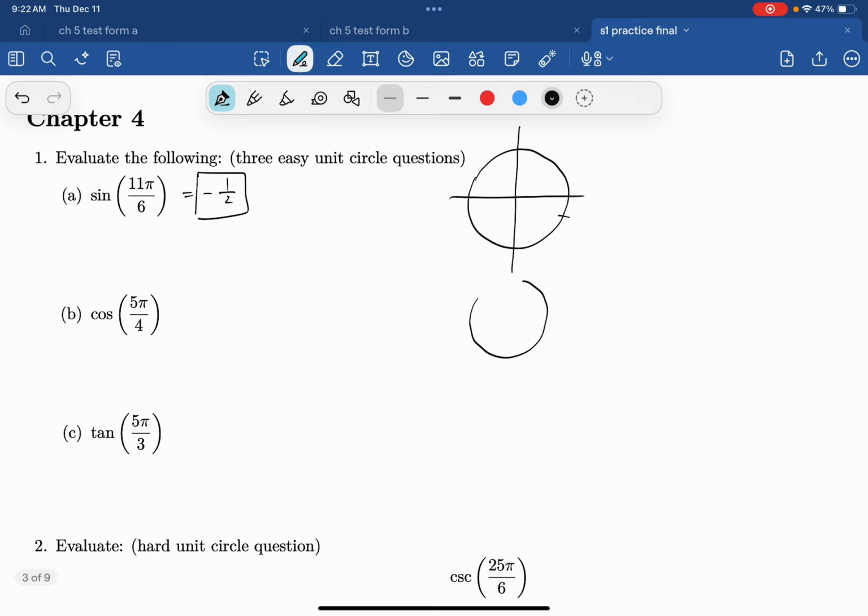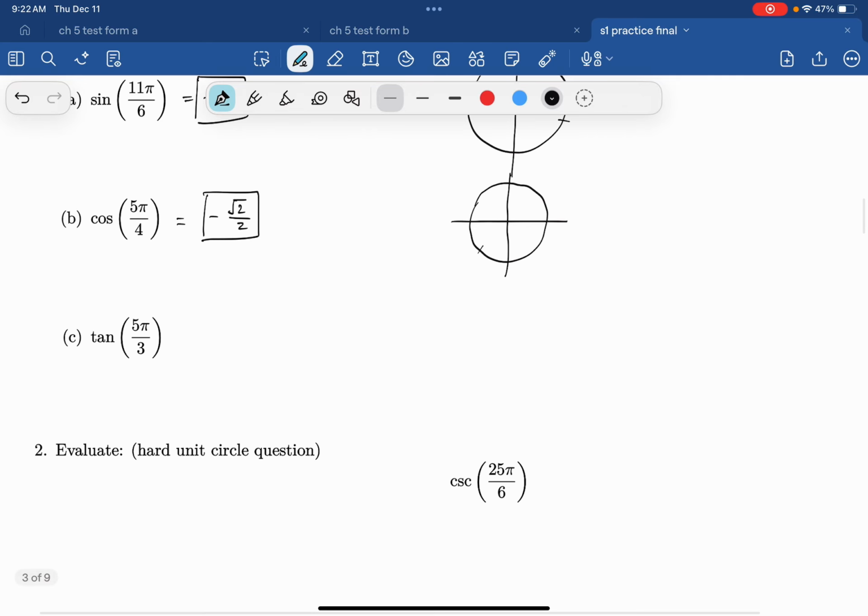5 pi over 4, that's pi plus pi over 4. So we know that's right here, and that cosine value is an x value, so that's negative root 2 over 2. And then 5 pi over 3, that is 2 pi minus pi over 3, so it's going to be right here. For that tangent value, sine over cosine, the sine is negative root 3 over 2 and the cosine is 1/2. So that gives us negative root 3 as our tangent.